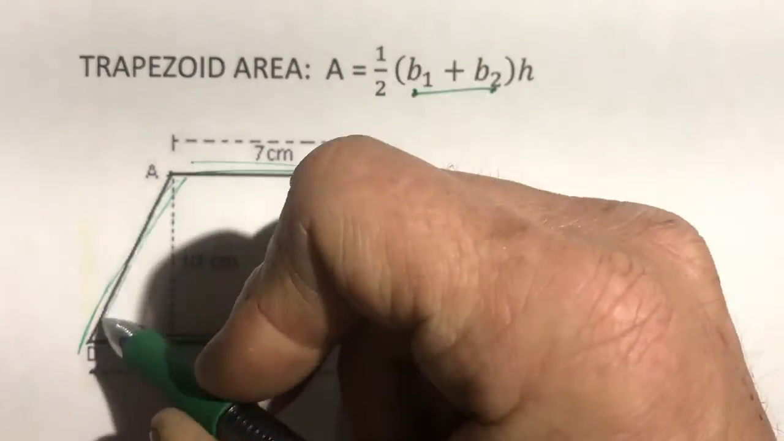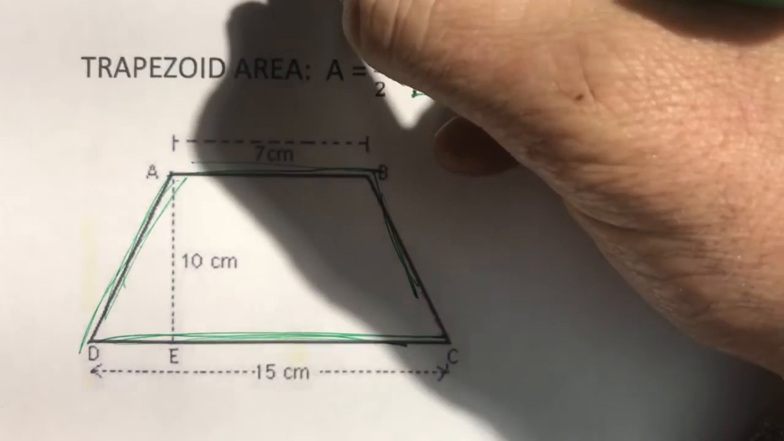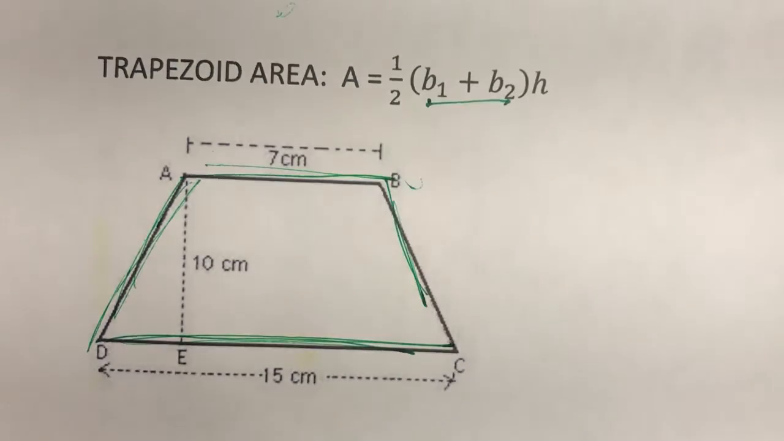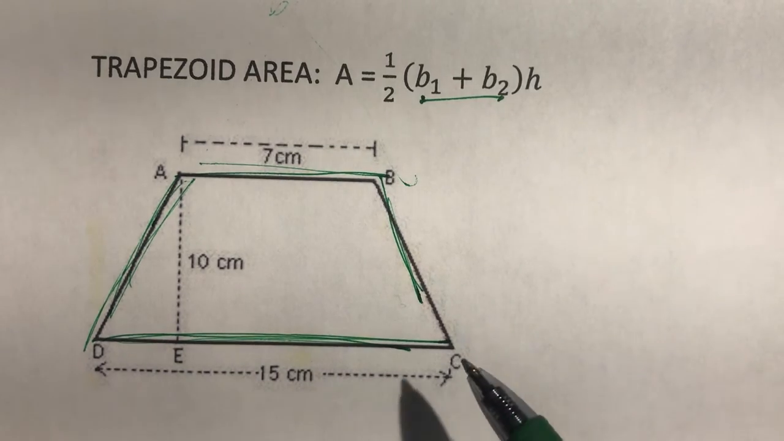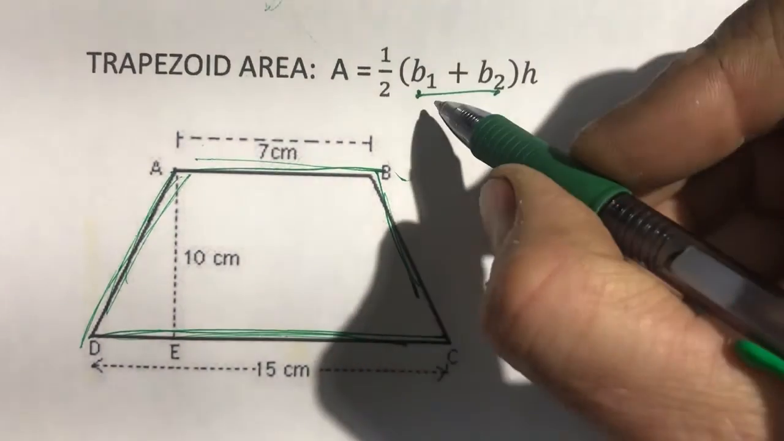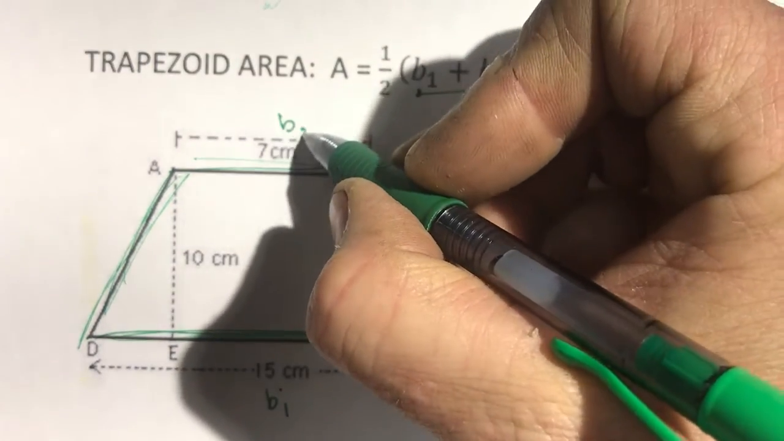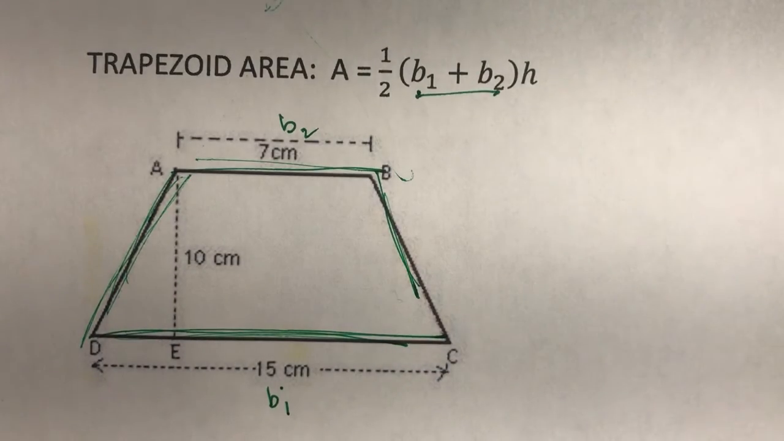If you notice, these 2 sides right here are not parallel. They'll touch up here somewhere. You know, this is going this way. They'll touch up here. They're not parallel. But the 2 parallel ones are my bases. So like this is base 1, and this one right here would be base 2. Or vice versa, it doesn't matter which order you put them in.